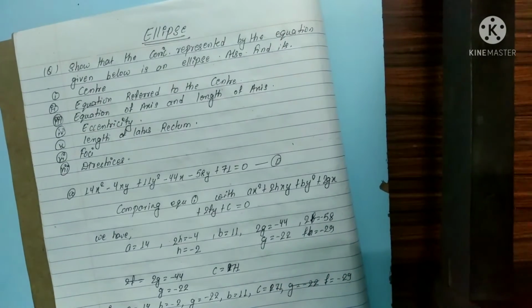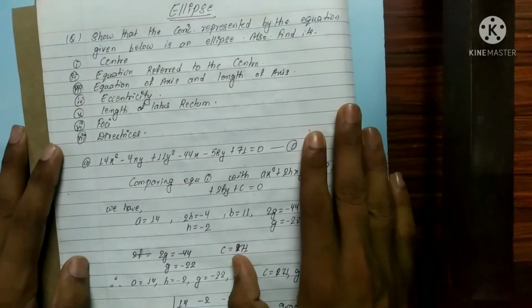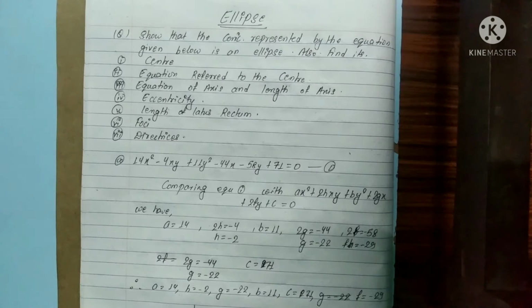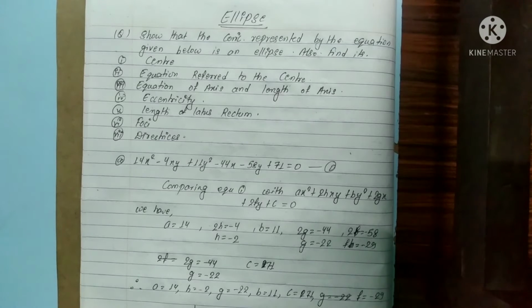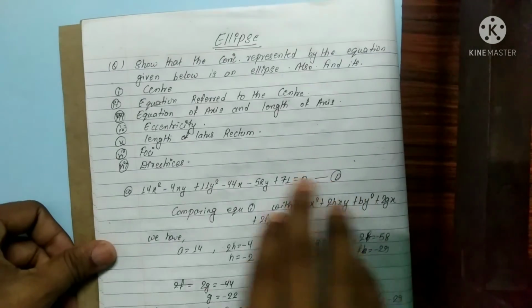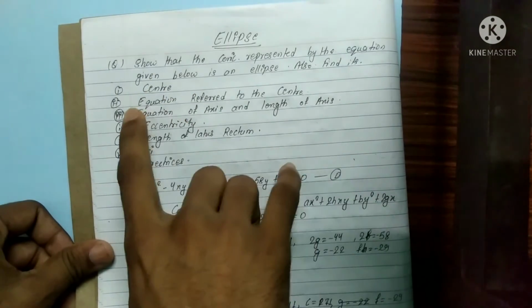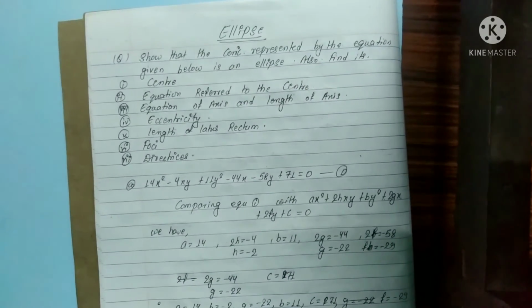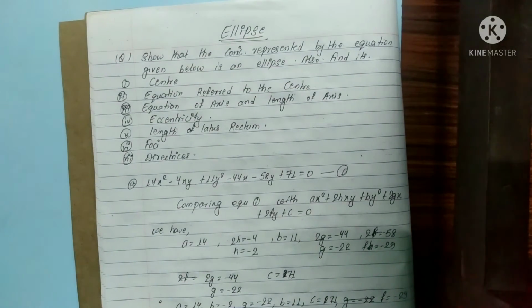Now our next topic is the general conic section of the ellipse. Our question is 4x squared minus 4xy plus 11y squared minus 44x minus 58y plus 71 is equal to 0, which is equation 1. We have to find this equation's center, the equation of the axes and length of the axes, eccentricity, length of the latus rectum, and foci and directrix.